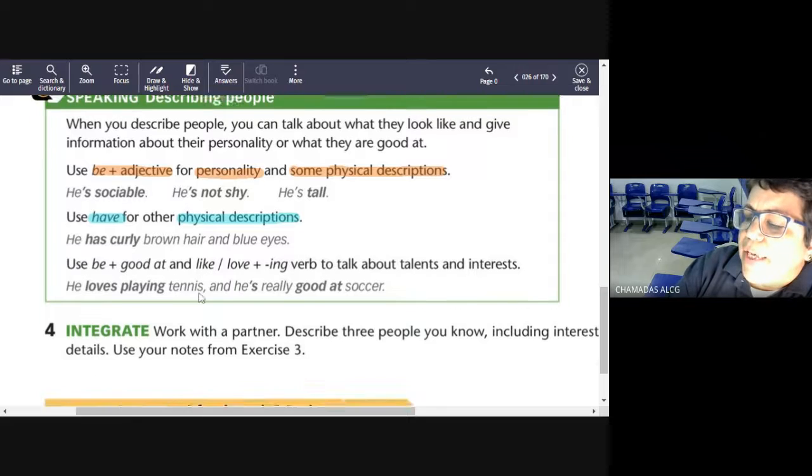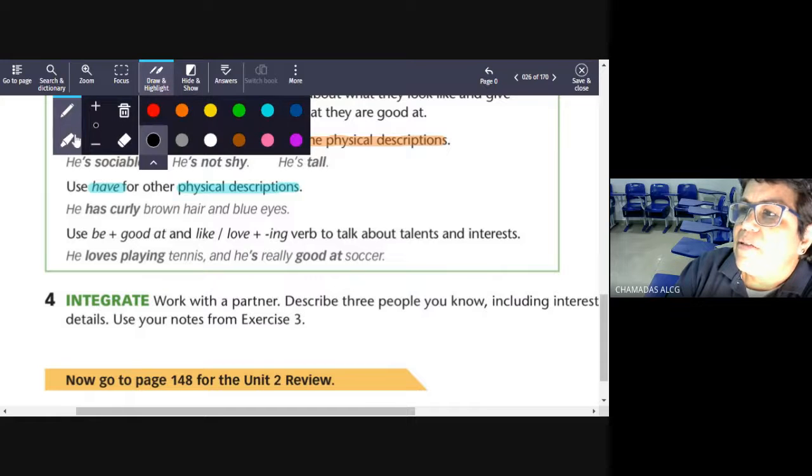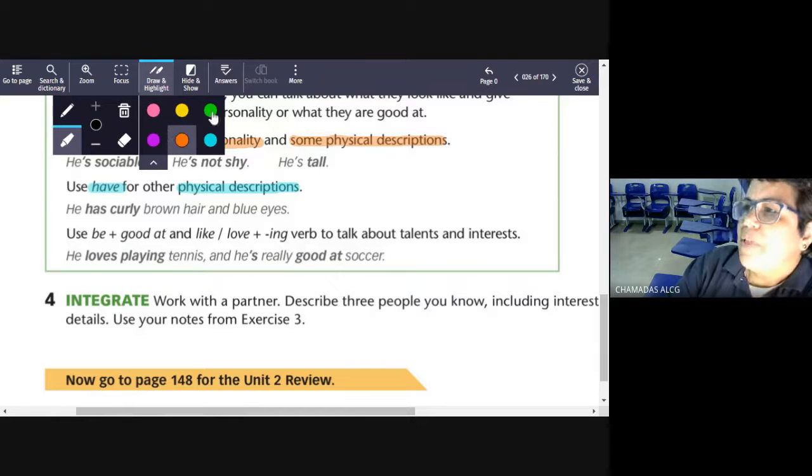Next one, we can use the verb to be again with the expression good at to talk about the person's talents and abilities, right? So here, let's check it out. Let's put green. Here we go. Be good at, okay? So, example, he's really good at soccer. He's really good at soccer.